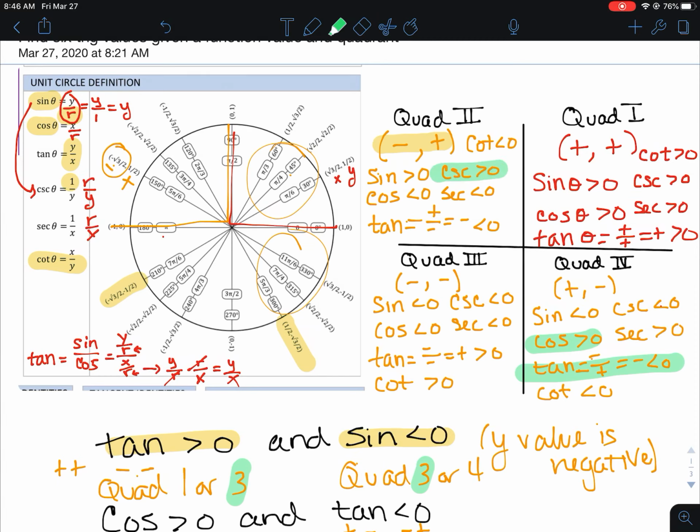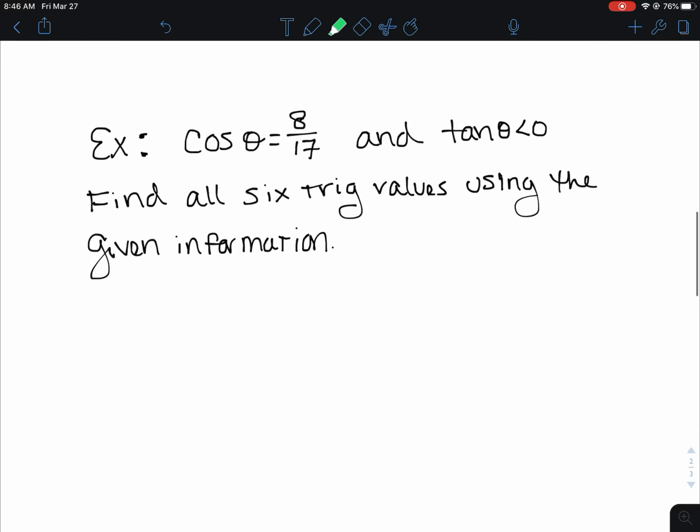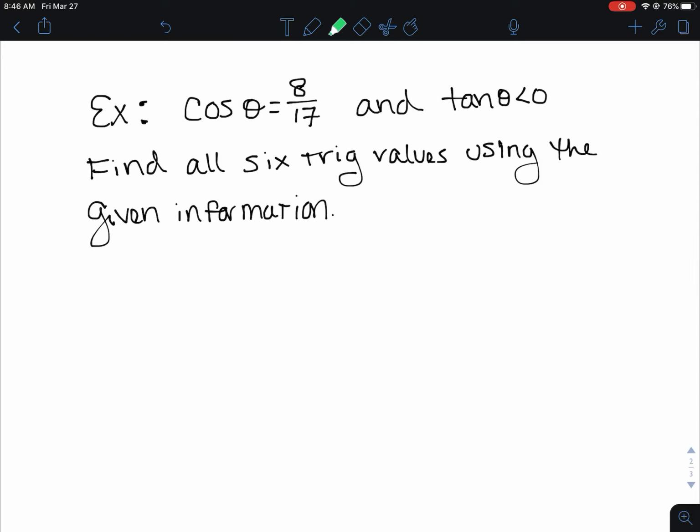So here we have cosecant positive, cotangent negative, quadrant 2. Okay, so that's the first step you're going to have to do when you're solving these problems. And let's just do one example together so you can see how to do this. So they're giving me the cosine is 8/17. And when I look at that number, that is positive. And the tangent is negative. All right. So we want to think about sketching this on a graph here.